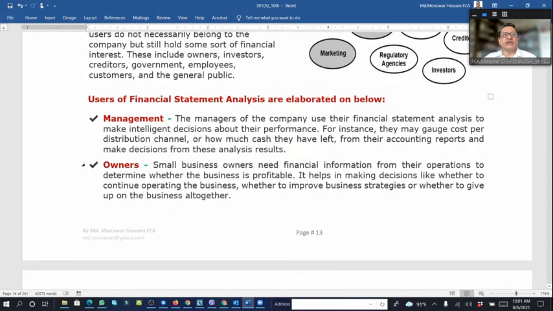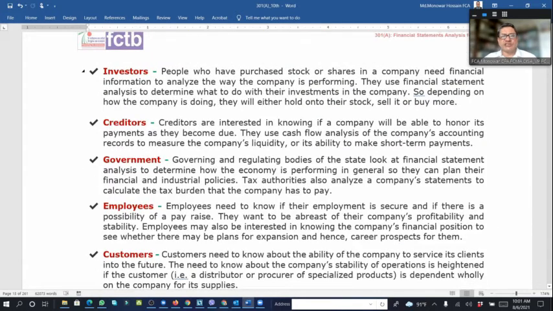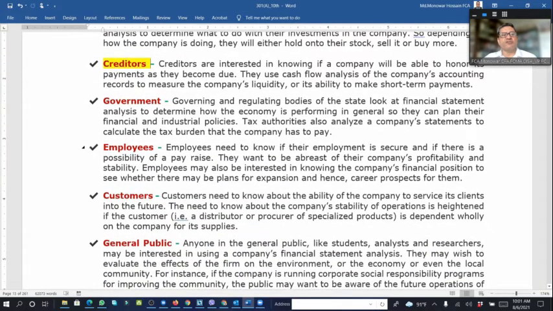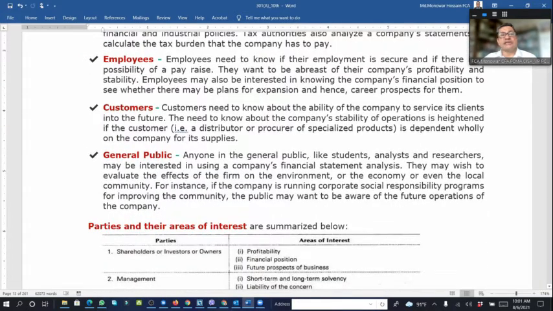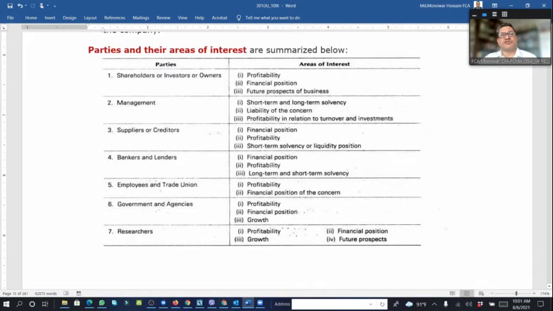So if we see here, there are different types of users of financial statements. Management uses them, owners use them, investors use them, creditors also use financial statements, government, employees, customers, the general public also use financial statements. So why do they use it? The area of interest is seen here.